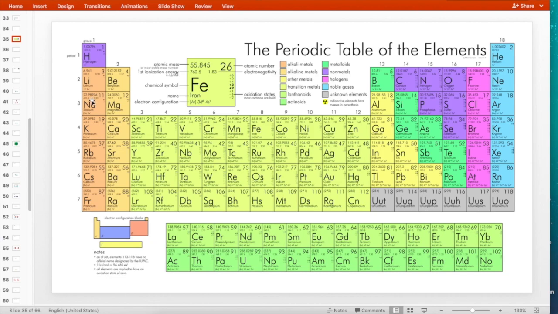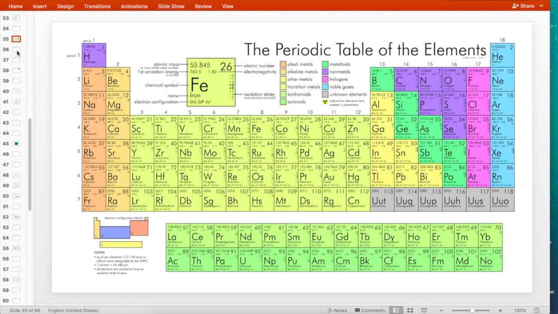Sodium, for example, has one valence electron in the third energy level. I know that right away, very simply, because it's in group 1, one valence electron. It's in the third period, the third row of the table. One valence electron in the third energy level. Chlorine, over here, has 7 valence electrons. It's in group 17, and its 7 valence electrons are also in the third energy level, period 3.